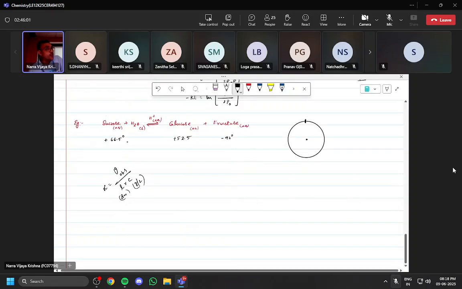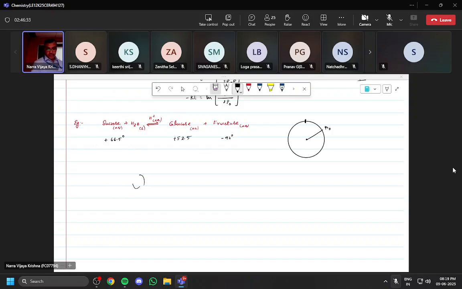Initially, I'm using only sucrose. Then it shows a value of plus 66.5, which means plane polarized light will be rotated clockwise by an angle of 66.5. So you will get a value somewhere here: optical rotation value at time t equal to 0. If it got reacted completely, what will be the final value?